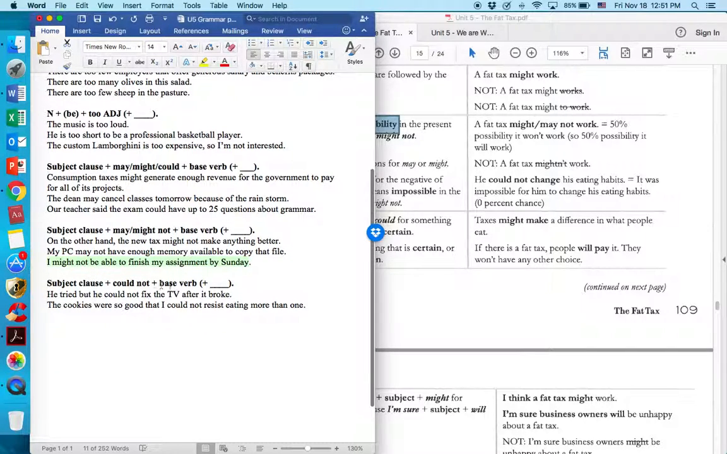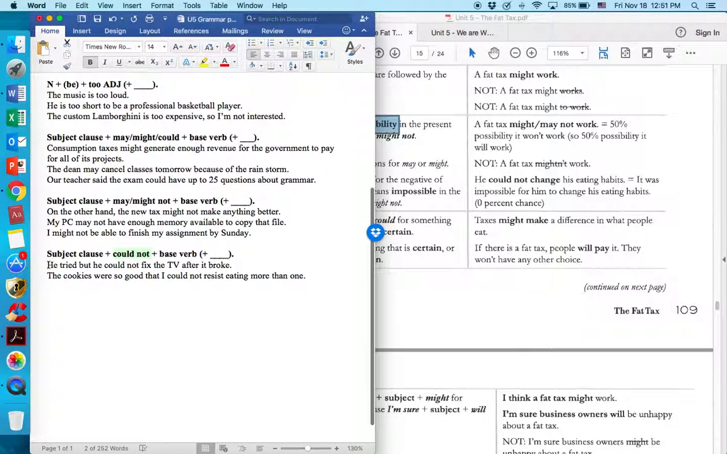It's possible either way. Next up, subject clause plus could not plus base verb and optional. This is for the past tense again, meaning impossible. He tried, but he could not fix. How do we know it's in the past tense? Well, we've got past tense there, we've got past tense there. He tried, but he could not fix the TV after it broke.